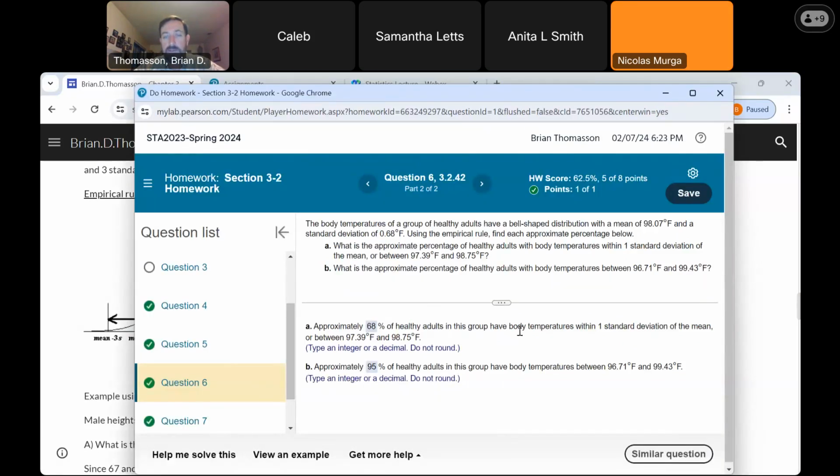So in this first problem, it says, what is the approximate percentage of healthy adults with body temperatures within 1 standard deviation of the mean? They already tell us it's 1 standard deviation, or between 97.39 and 98.75. So as soon as they tell us 1 standard deviation, that's our 68.